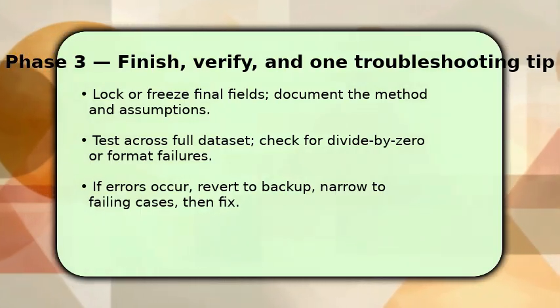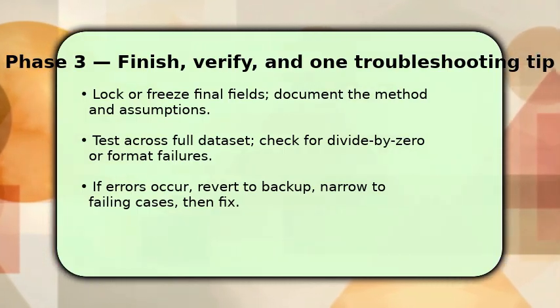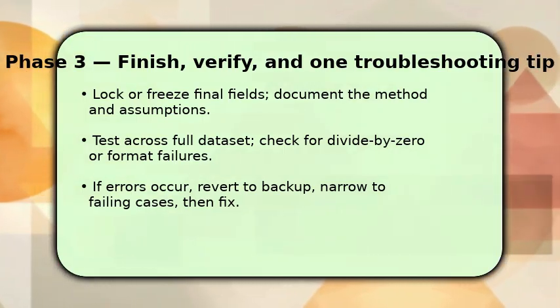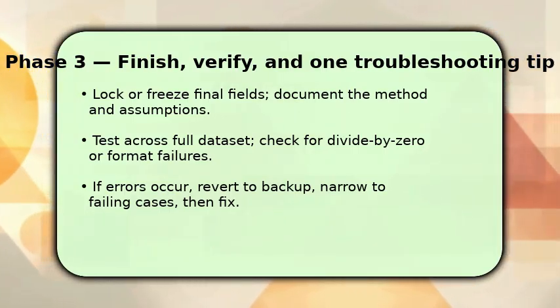If something goes wrong, revert to your backup immediately. Then isolate failing cases and reproduce the error on a small sample to fix the root cause. Finally, make a small correction, reapply, and confirm all rows link.